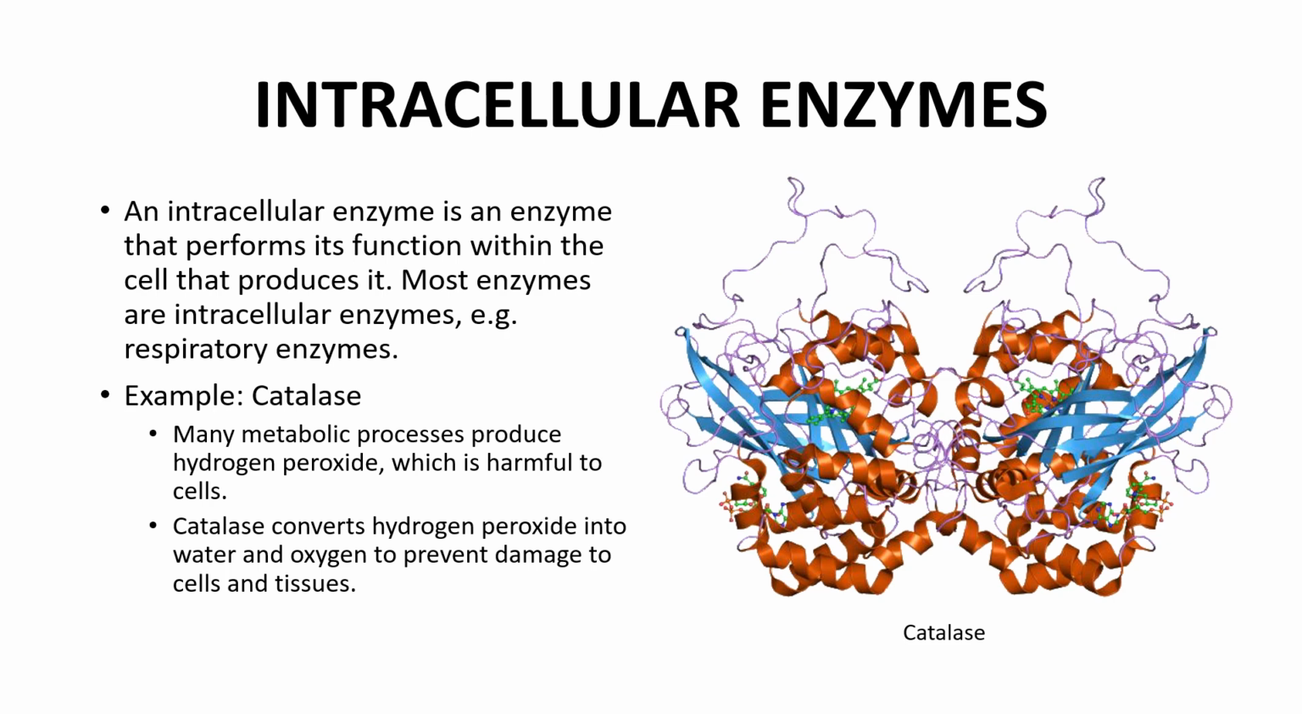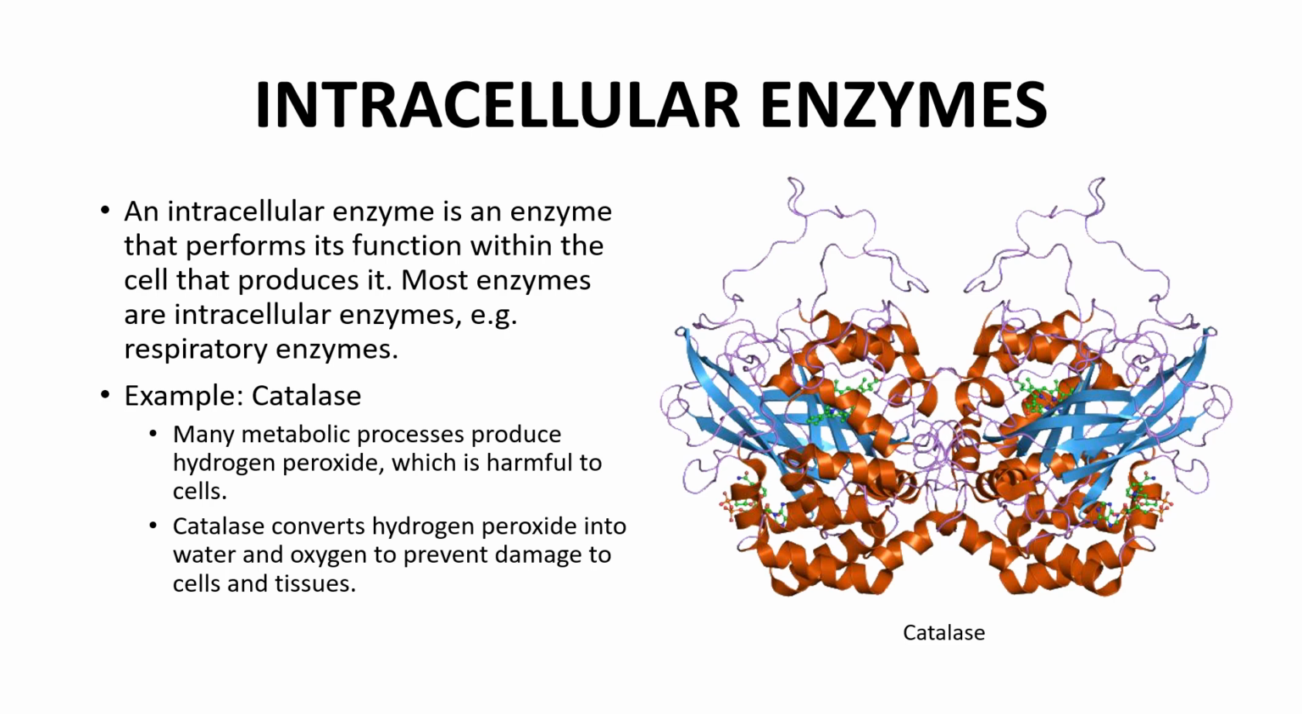So we've got our intracellular enzymes. They're the enzymes that work inside cells, and some really common ones are things like catalase. We're going to learn about a few in photosynthesis and respiration. So we're going to learn about rubisco and ATPase and all those sorts of things. But catalase is a really big one.